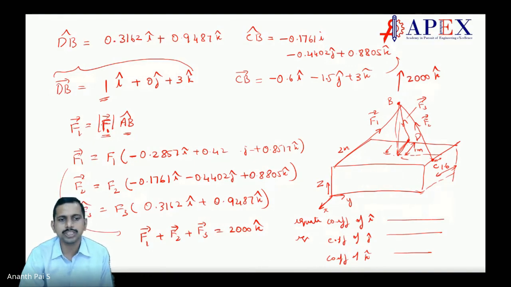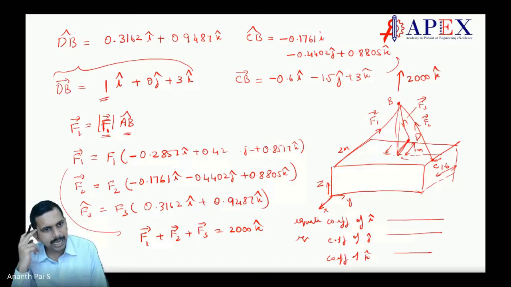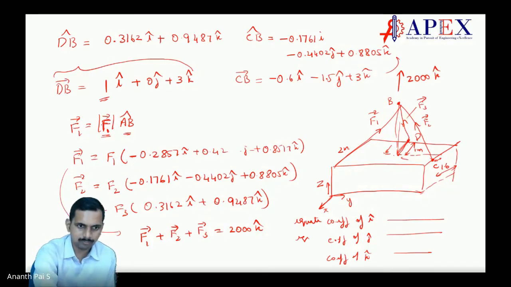In the equation, F1 vector is equal to its magnitude of F1 into the unit vector, right, sir? Exactly. Magnitude of F1, I put just F1. Okay, but in my mind, I have that it is magnitude of F1. Okay, sir.